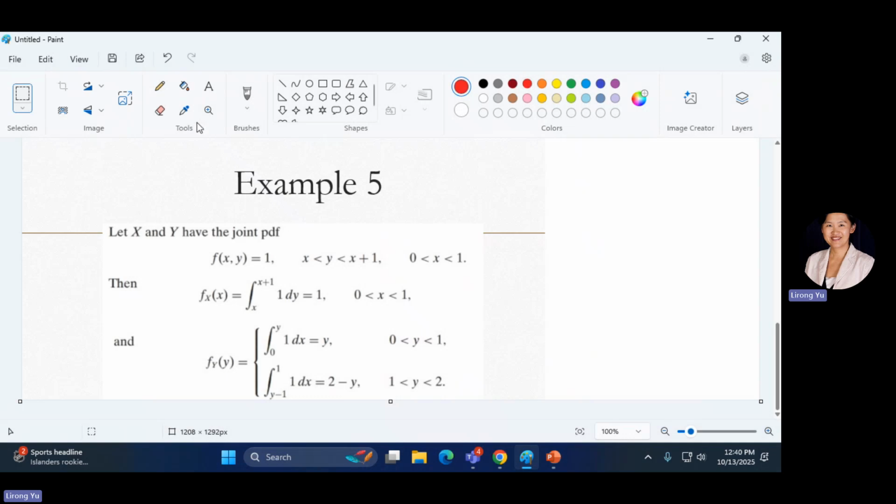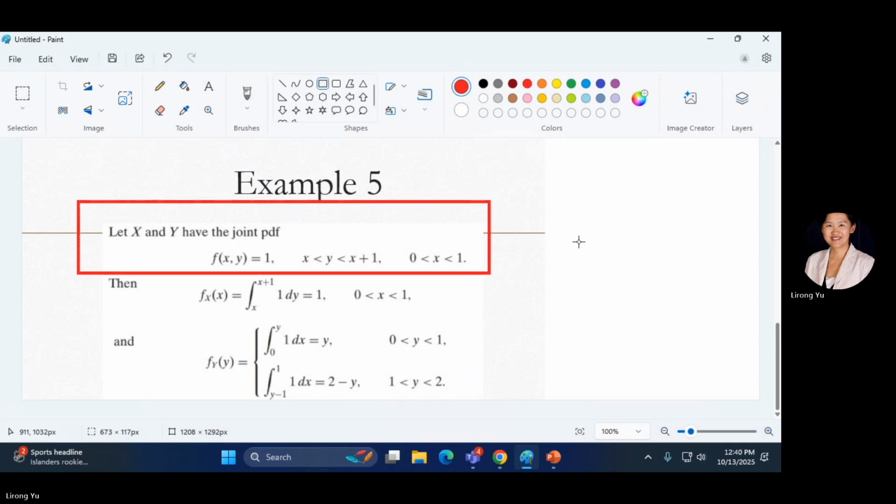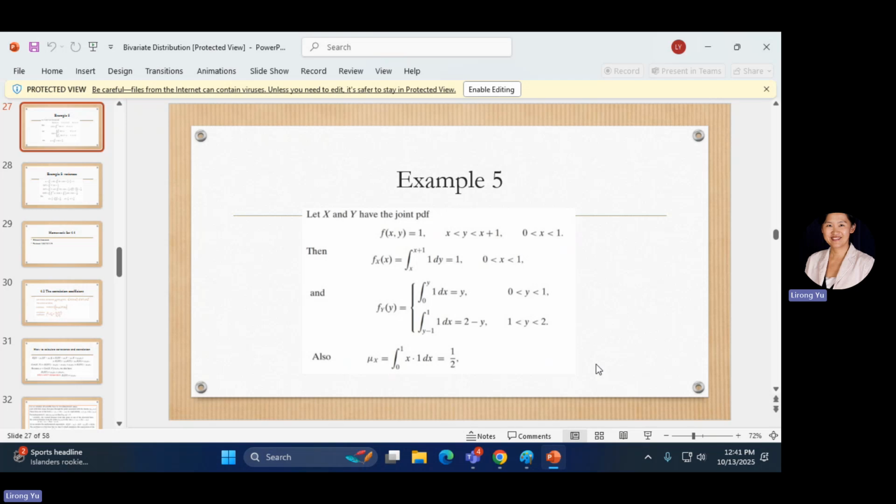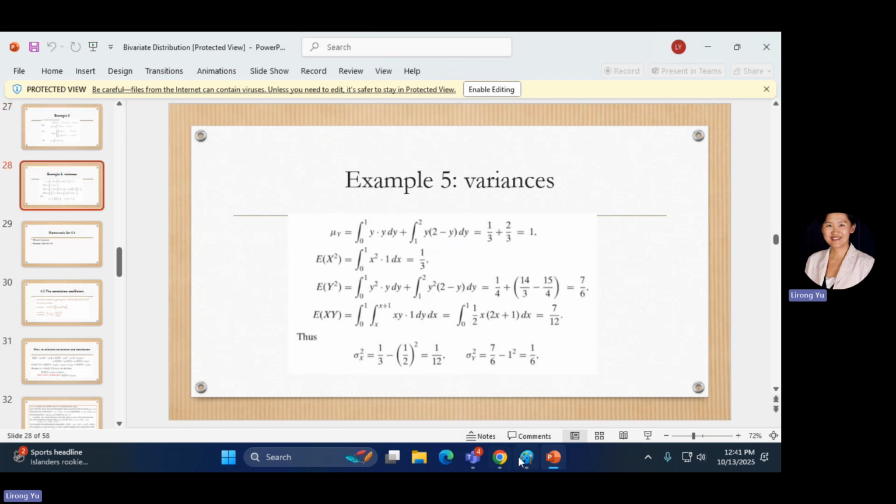So the original question was like this. We're given the joint distribution function. This example 5 has a uniform distribution on a triangular integration region. Before, when we were studying 4.4, we found the marginal distributions for x and for y. With this, we can find the expectation: the expectation for x is equal to 1/2, for y equal to 1.